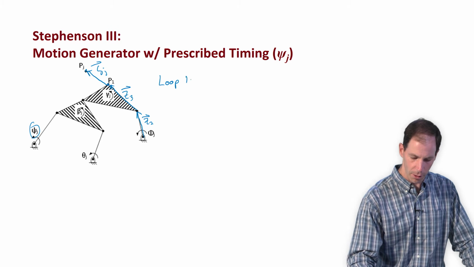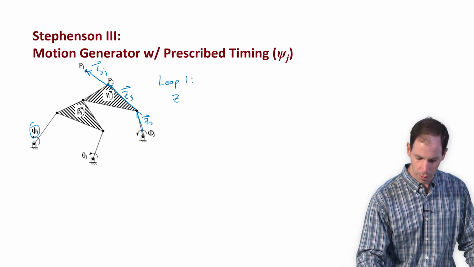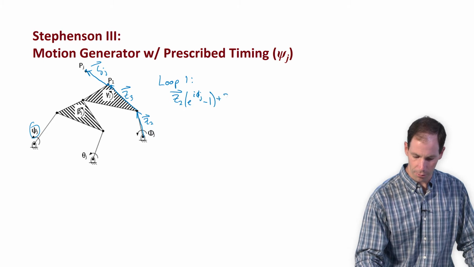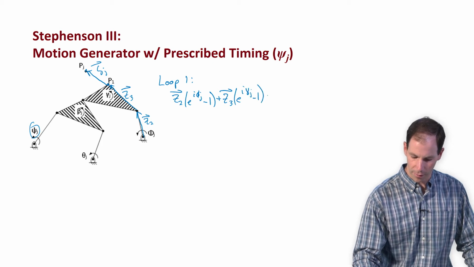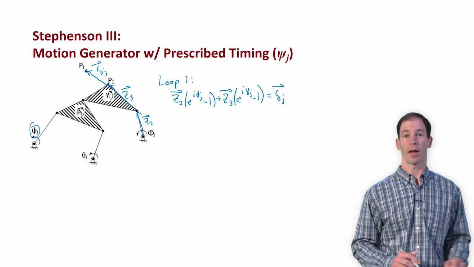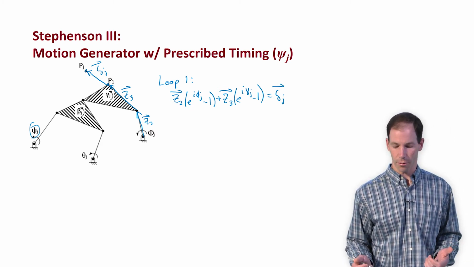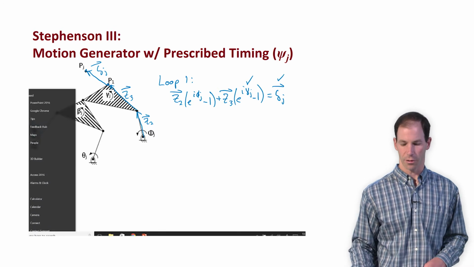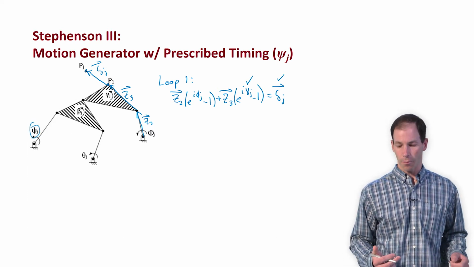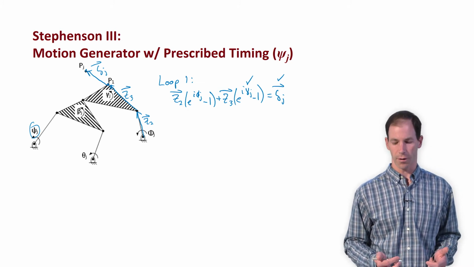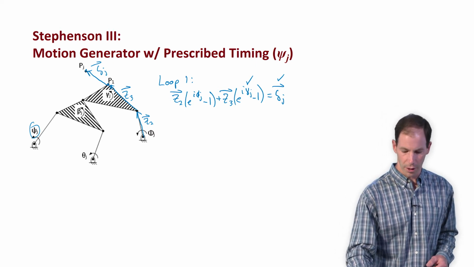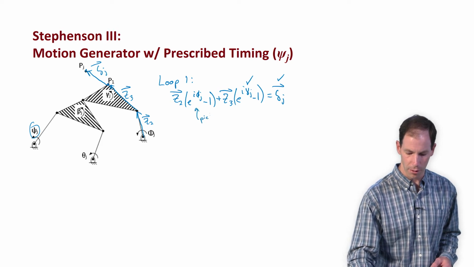So loop 1 will be, in standard form, I'll have Z2 times its rotation operator, e to the I phi j minus 1, and then I'll add to that Z3 times its rotation operator, e to the I gamma j minus 1, and then that's equal to the displacement vector delta j. So that is now a standard form equation where, because it's a motion generator, prescribed as part of this problem is the rotation of the coupler. So that is prescribed, as well as the displacement vector. Both of those are prescribed. And then left on the left side of the equation are two unknown vectors, z2 and z3, as well as an unknown rotation, which is the rotation of the input link. So in this case, if it was 3 precision positions, I would go ahead and pick that value.